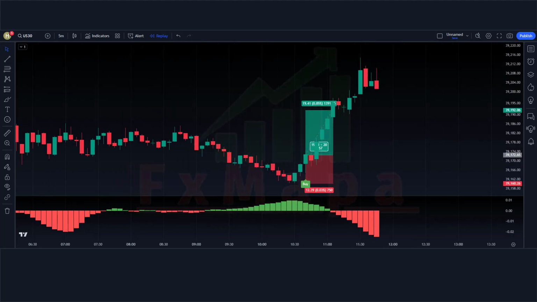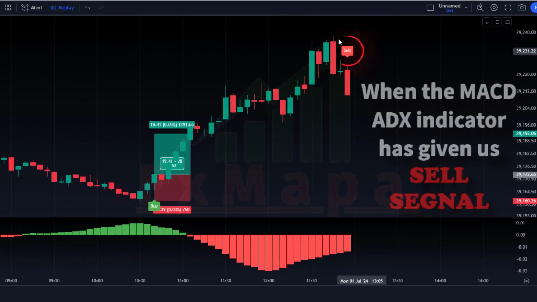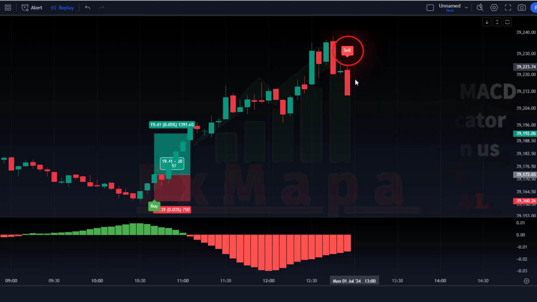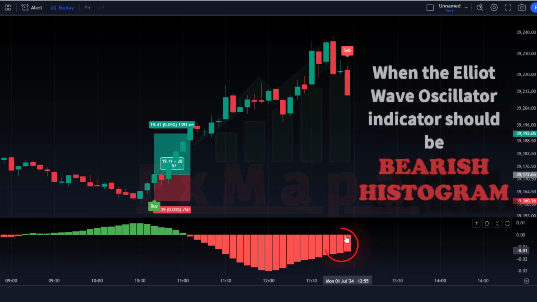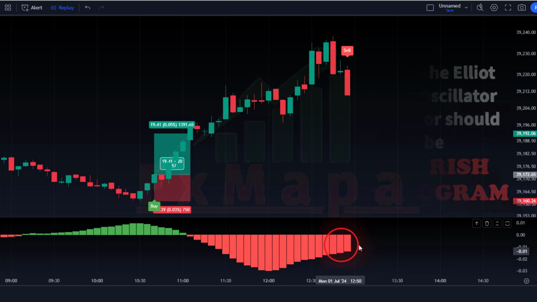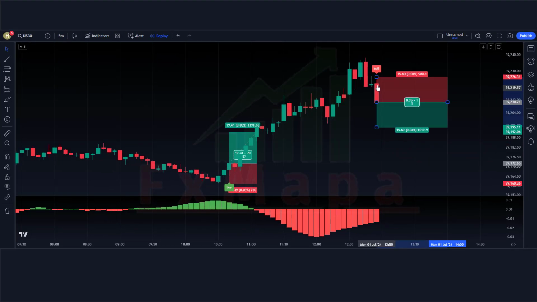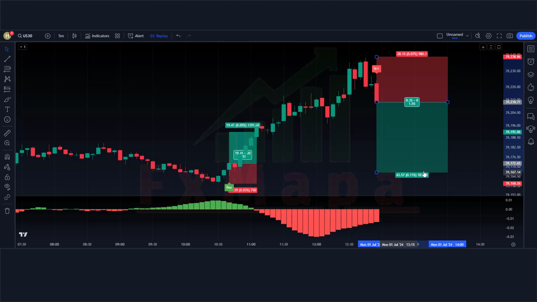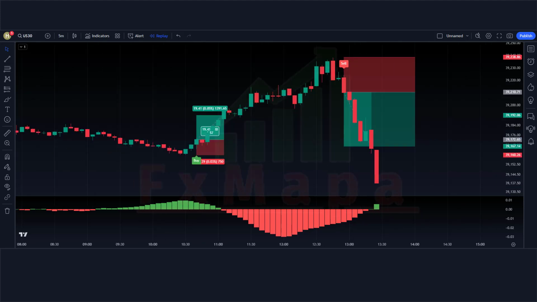Now let us understand short position. When the MACD ADX indicator has given us sell signals, when the market forms a bearish candle, and when the Elliott Wave Oscillator indicator shows a bearish histogram, if this condition is fulfilled, then we will place a sell order. Our stop loss will be placed at the current market's higher level, and the risk to reward ratio will be 1:1.5. The market has completely hit the target.